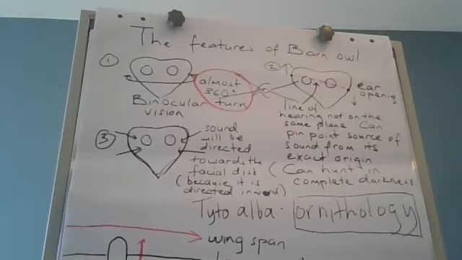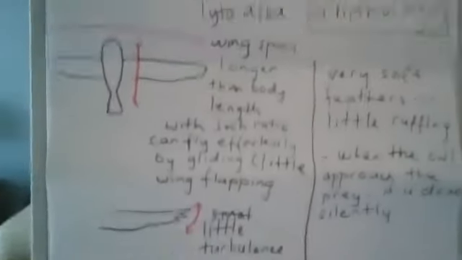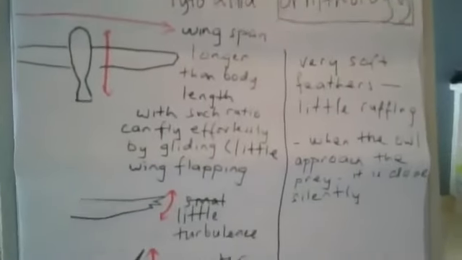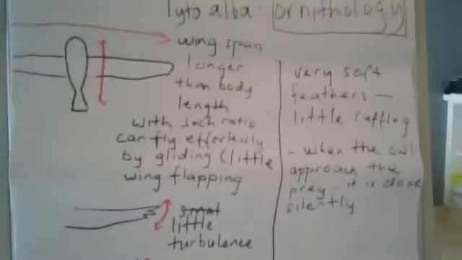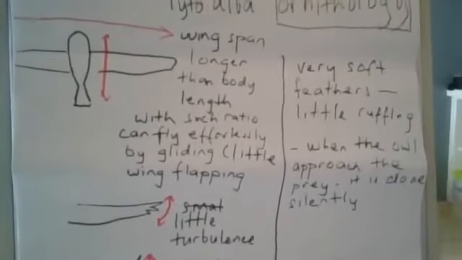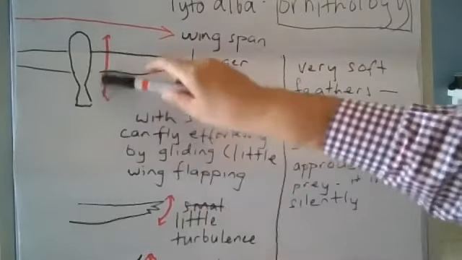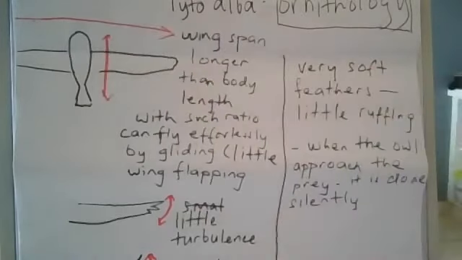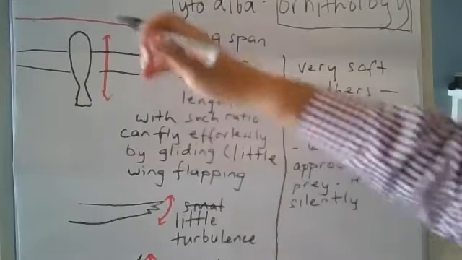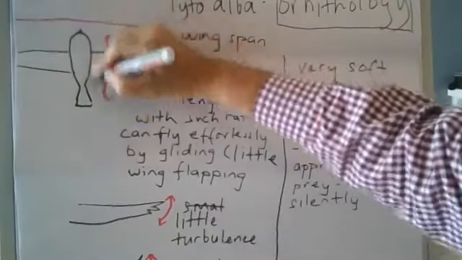So that's number one. Now I'm taking you to the features of the wings. So this is the profile of the owl from above. Okay. So this is the head and the beak. This is the tail.